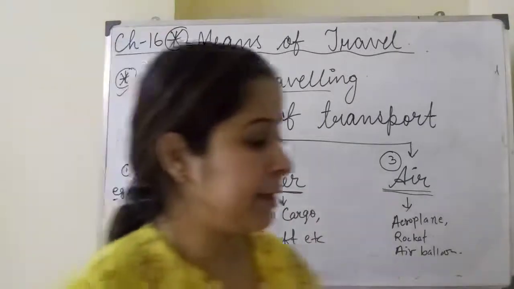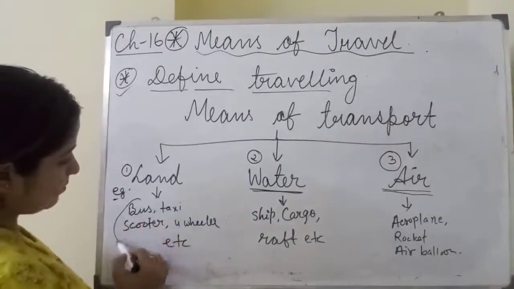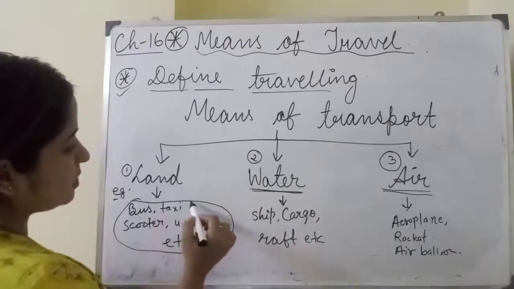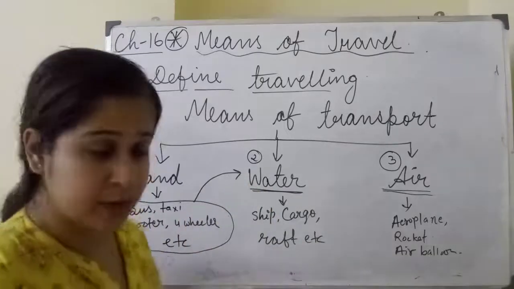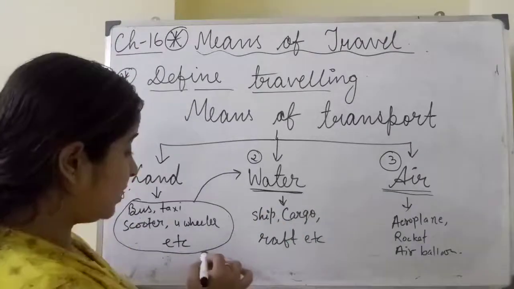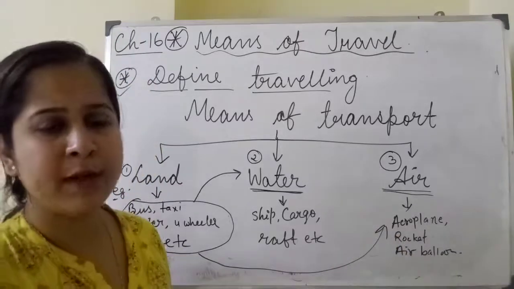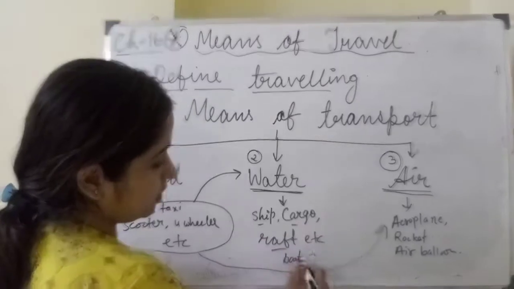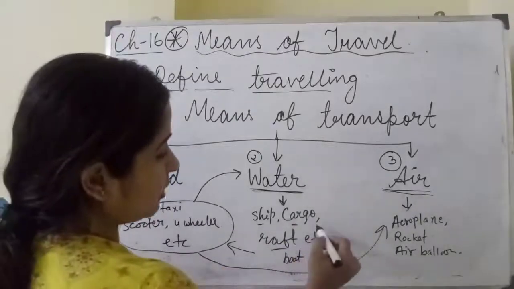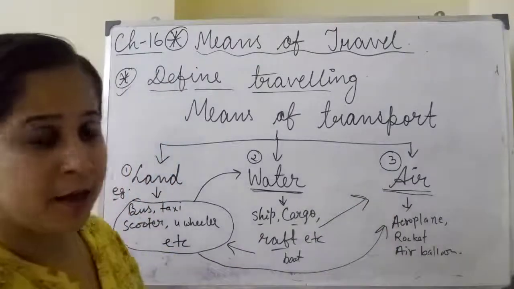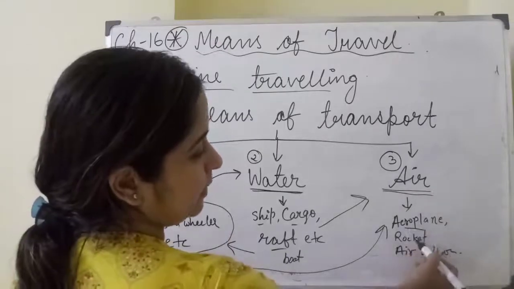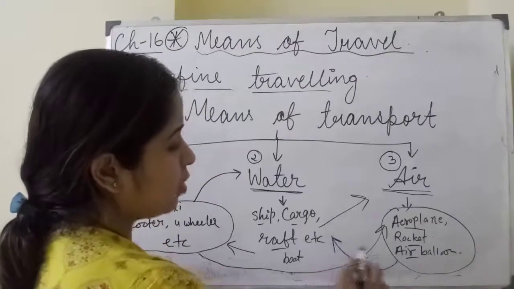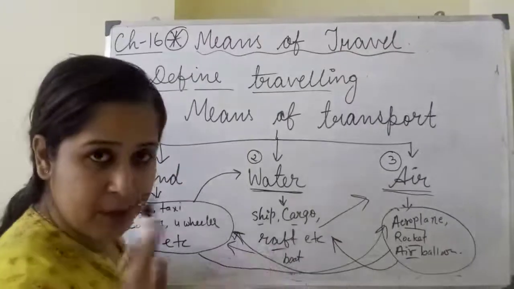But one more thing: these examples of land transport, bus, taxi, scooter, four-wheeler, if we suppose to run these on water, is it possible? Is it possible to run these vehicles on the water surface or on airways? No, it is completely impossible. If we suppose to run ship, cargo, raft, boat on the land surface, is it possible? Or on air, is it possible? It is completely impossible. One more, third and the last one. These are airplane, rocket, air balloon. If we suppose these means of transport to run on the water surface or on the land surface, is it possible? No, it is completely impossible.